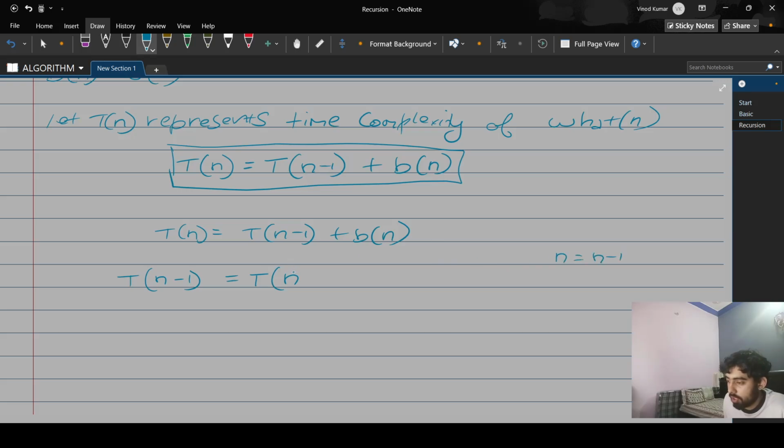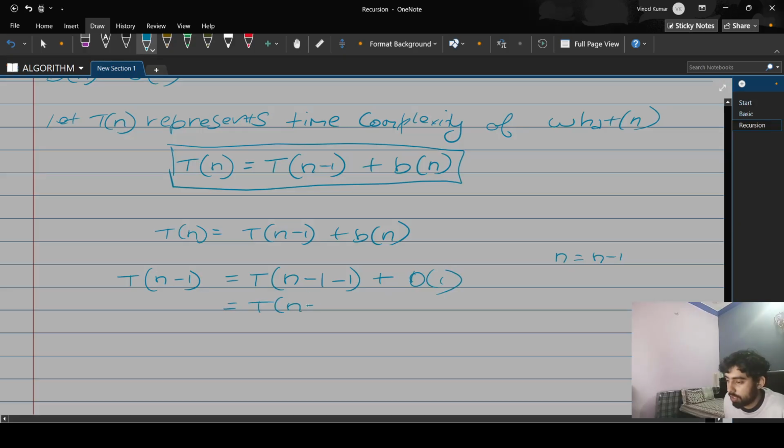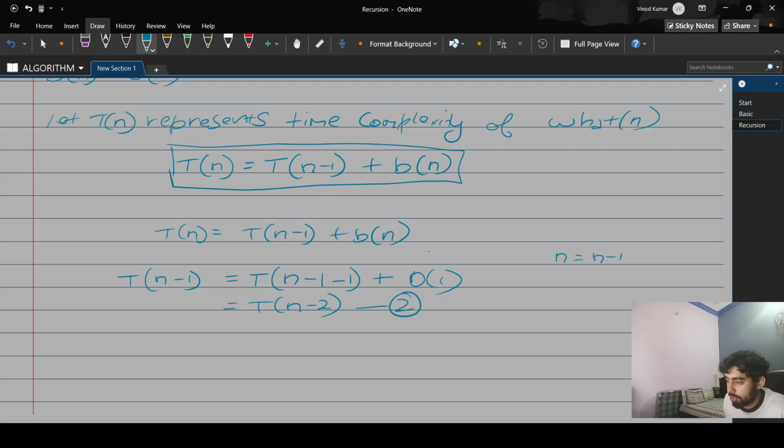So here also n is equal to n minus 1, which will give us n minus 1 plus, we can neglect this. This is a constant. We are treating this as a constant here. So just write big O of 1. Here it will be T of n minus 2. So this is our second equation. This is our first equation.